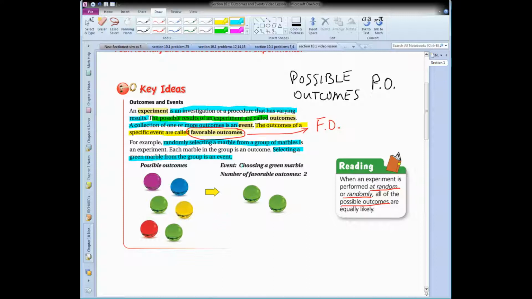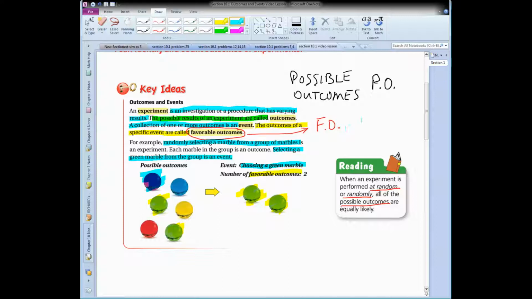So choosing a green marble from the bag, how many favorable outcomes are there? Well, we have to count how many green marbles there are in the bag. There are two of them. So you could choose either one of those, and those are our favorable outcomes of choosing a green marble. If we wanted to choose a purple marble, there's only one outcome. There it is, choosing that one purple marble.